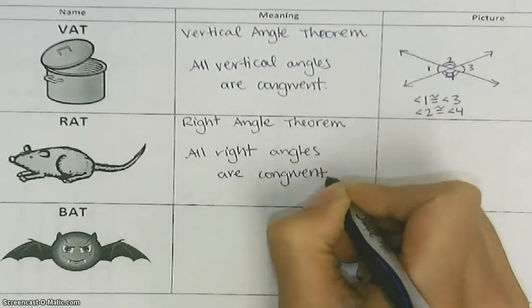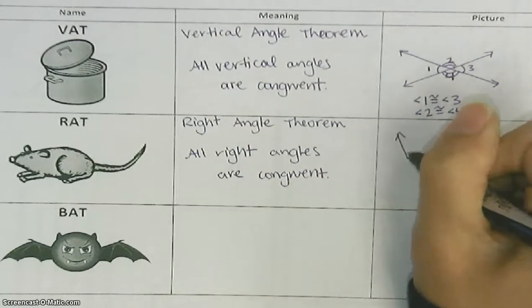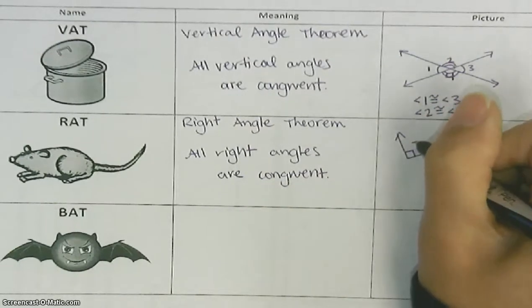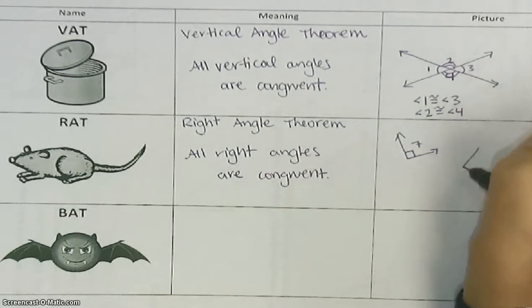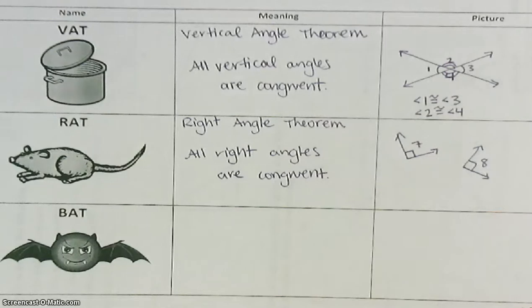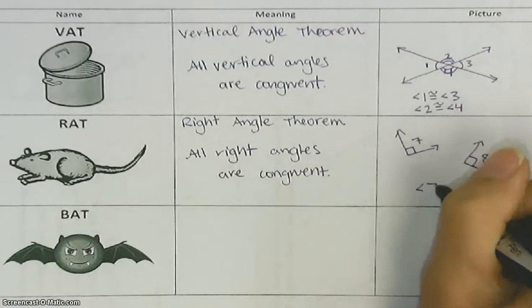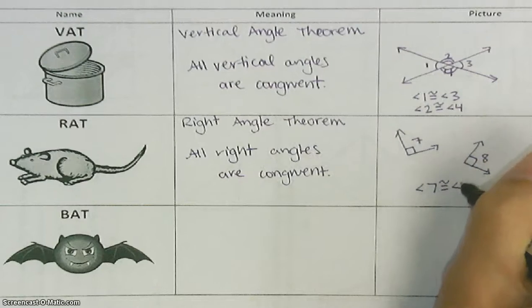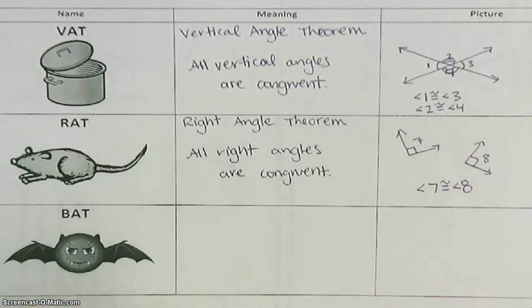All right, so let's draw some right angles. Let's see, this one right here, we'll call this angle 7. And let's draw another right angle over here. Call that angle 8. So according to the right angle theorem, angle 7 is congruent to angle 8. Right, they're both 90. This theorem should make sense to you.